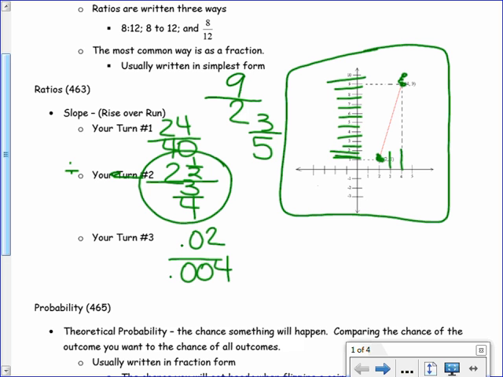Okay? And then you could simplify by multiplying and moving the decimal. But again, I'm just looking for those particular things as far as how to write ratios. We're going to use ratios when we talk about proportions. So that is our first video to talk about ratios.